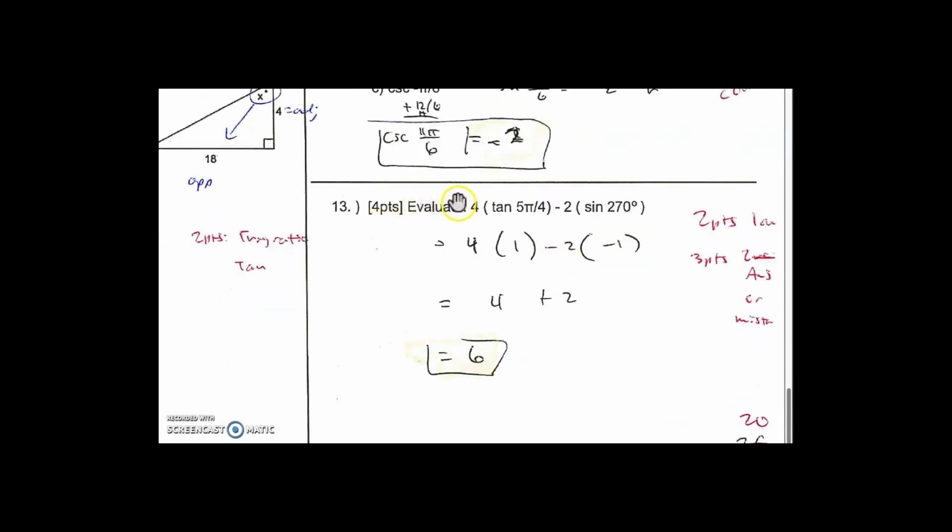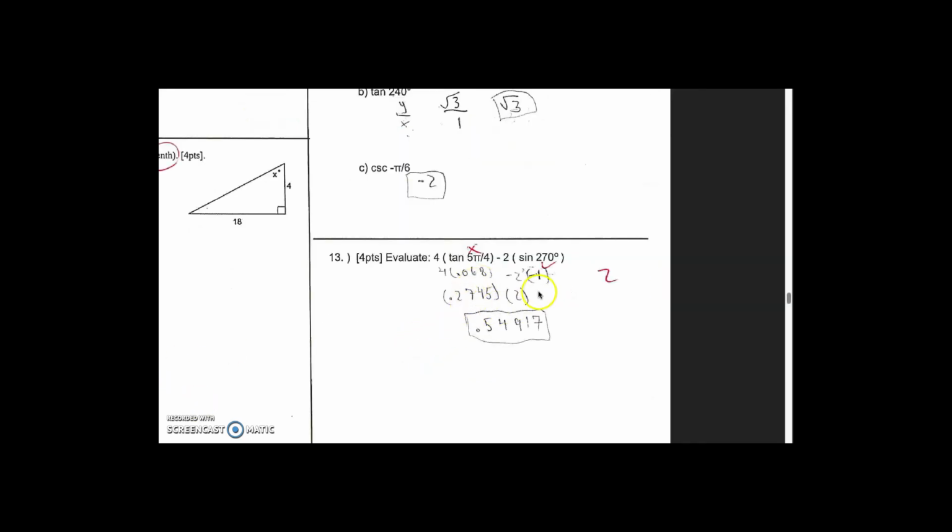And the last problem, evaluate 4 times tangent of 5 pi over 4 minus 2 times sine of 270. So if you use your unit circle, sine of 270 is negative 1. If you were just trying to use your calculator, don't be tempted to for the quadrantals because that'll be on the non-calculator part. And then tangent of 5 pi over 4 is 1, so 4 times 1 is 4. Negative 2 times negative 1 is 2. Remember, this is a subtraction. So I think of it as a negative 2 times this, and you look at your math operation and you get 6.